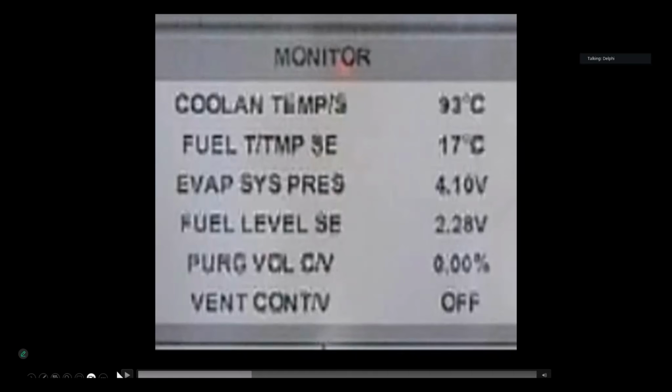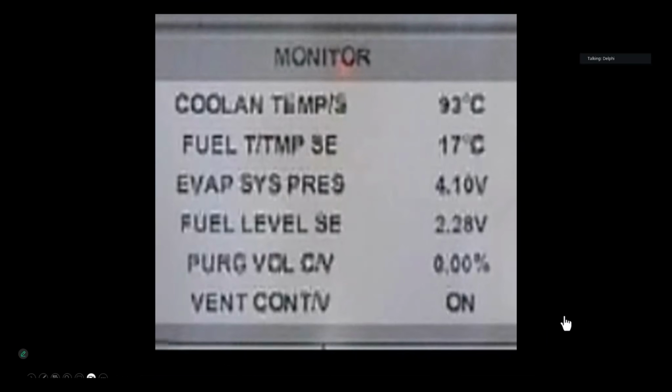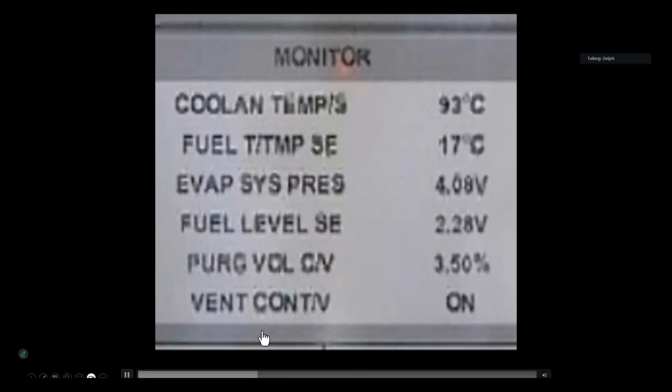So let's go ahead and let's keep watching. On, right here. Okay, so now we are pulling a vacuum like I showed you on the GM. We're pulling a vacuum on the system. Watch this drop, voltage drop. Keep watching it.